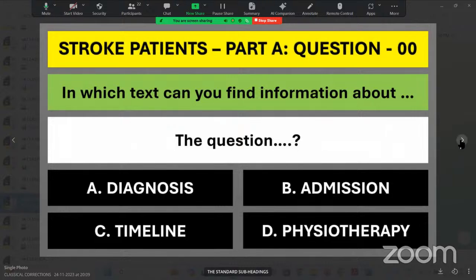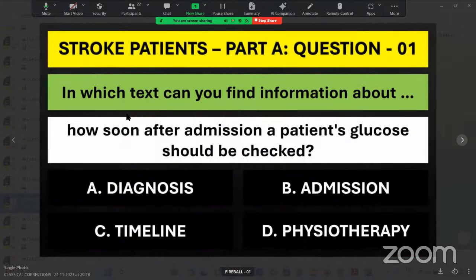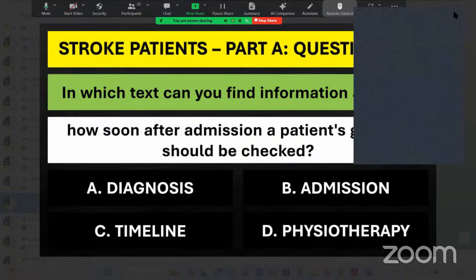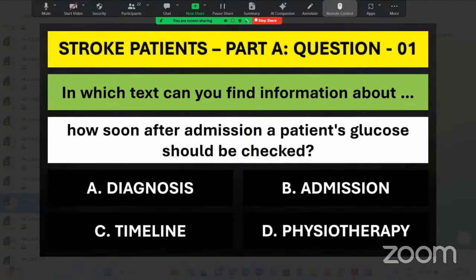Now here we go. Question number 1. How soon after admission a patient's glucose should be checked? Where should you find this answer? You should go to text A, text B, text C, or text D. Think before you write your answer. I'll count from 10 to 1. Then only you have to type. 10, 9, 8, 7. Don't hurry. There may be a trap. 6, 5, 4, 3, 2, 1, and submit.